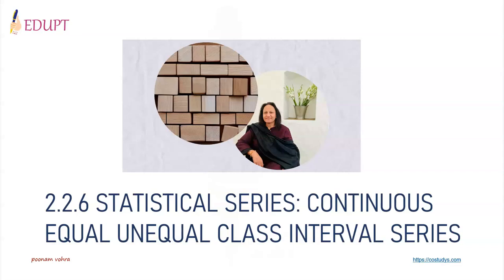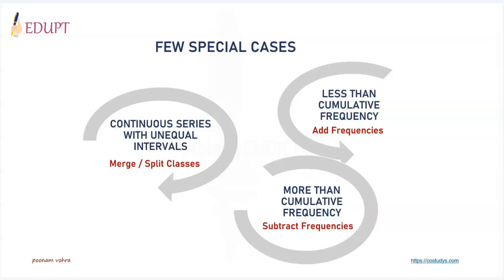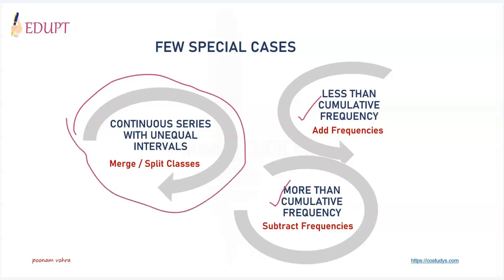So let us begin. Continuing further with the continuous series, few special cases. We have already discussed less than cumulative frequency and more than cumulative frequency. Now we shall focus on continuous series with unequal class intervals. When the class size is not equal in all the classes, it is known as unequal class interval series. It can be converted into equal class interval distribution by merging or splitting the classes. So let us see how we can do this.